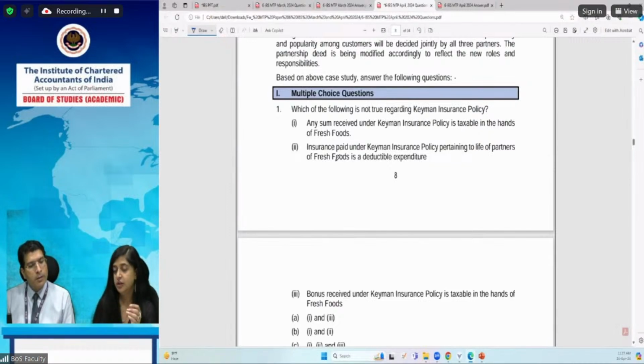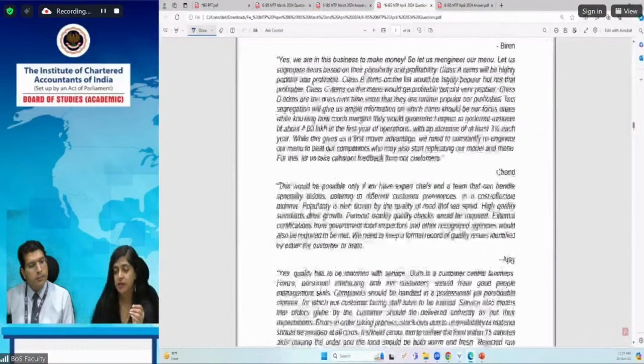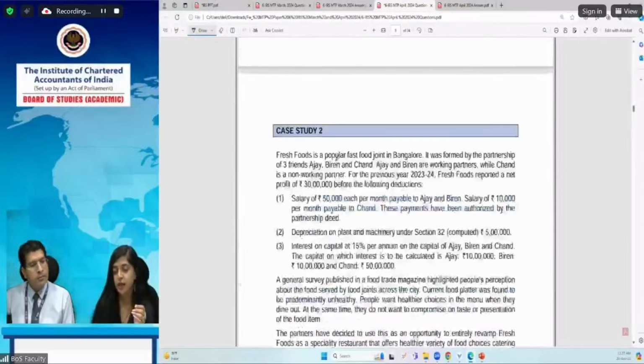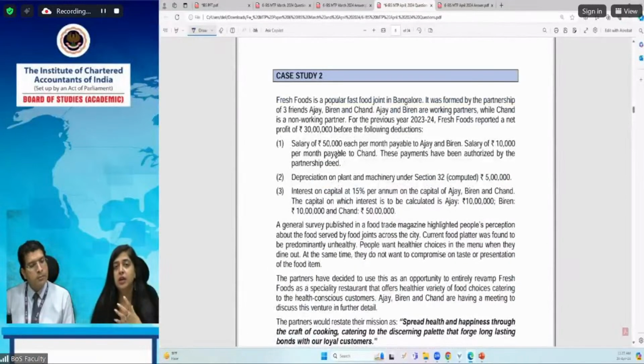If we see case study 2, firstly we have to understand what the case study talks about, on which thing the case study is based. In this case, there is a partnership firm, Fresh Foods, of 3 friends: Ajay, Biren, and Chand.